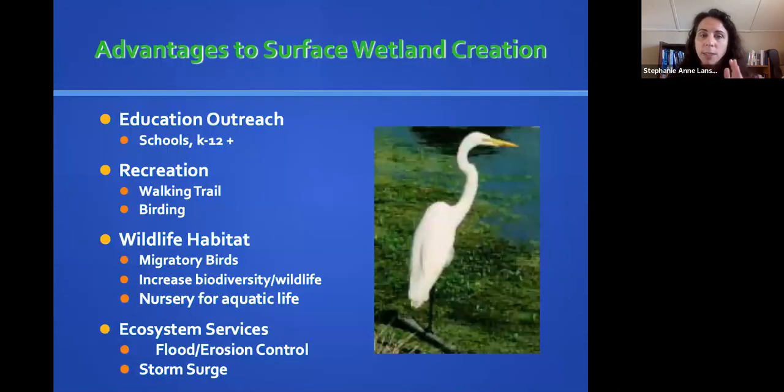The advantages, again, you can see the water, and so it's really good for outreach. It's good for recreation, walking trails, birding. It creates wildlife habitat, increasing biodiversity and nursery for aquatic species. And it can provide other services like flood control and storm surge, because the water is at the surface, and depending on how it's built, it may be able to hold some of that water in addition to other benefits that it has.